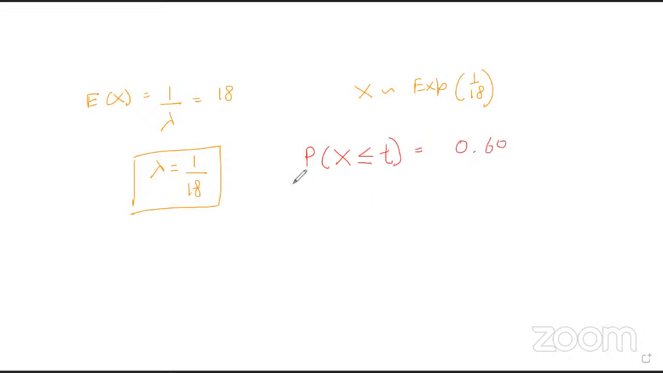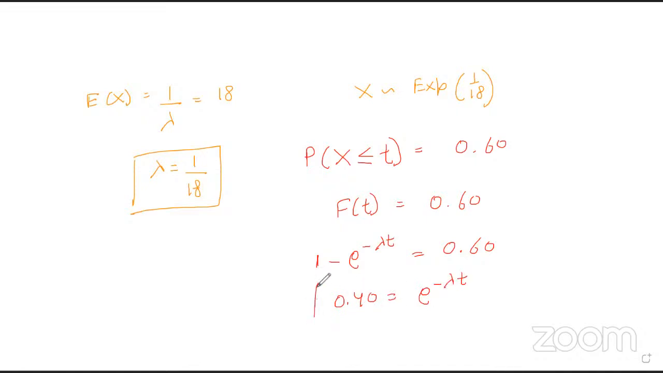So what is the CDF? It is a CDF, right? CDF of exponential distribution. So what is the formula for CDF of exponential? 1 minus e to the power minus lambda t. It is equal to 0.60, right? So computing further, we get 0.40 equals e raised to the power minus lambda t, right? Do you know how to solve this equation now? Taking log on both sides.